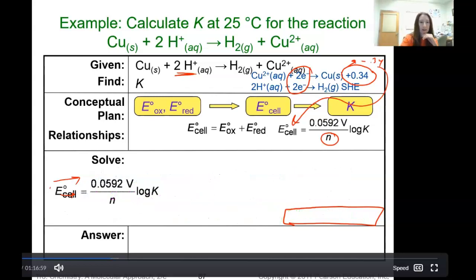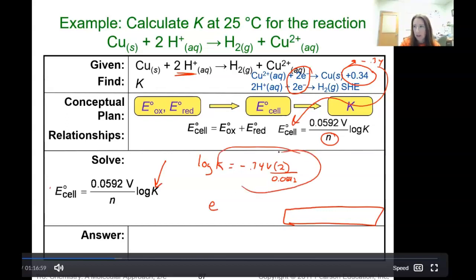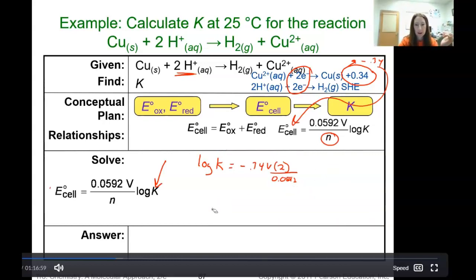So I plug that in. Right, so if we're going to solve this, I'm just going to move it over on the other side. We're going to solve for K, right? So you have, right, log of K equals, and then if we plug in your E cell, negative 0.34 volts, and then I just flip these over, 2 over 0.0592, right? So then you end up with 10 to the whole ball of wax, right? And again, however you want to solve this with your algebra is totally fine with me.